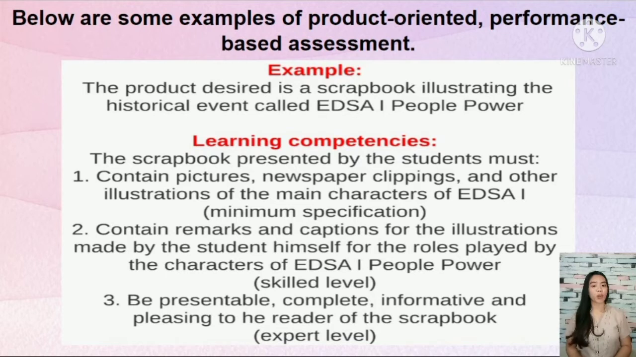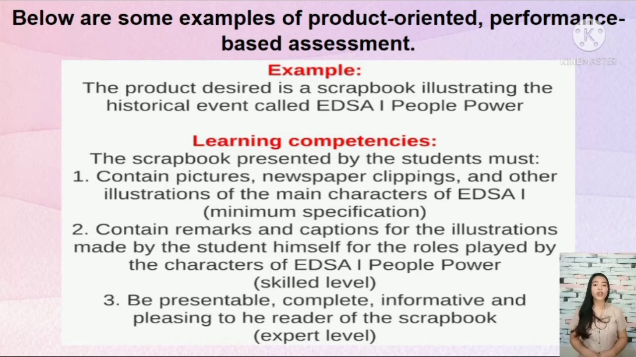Below are some examples of product-oriented performance-based assessment. Number 1 example: the product desired is a scrapbook illustrating the historical event called EDSA 1 People Power. The learning competencies are: the scrapbook presented by the students must, number 1, contain pictures, newspaper clippings, and other illustrations of the main character of EDSA 1. That is the minimum specification.